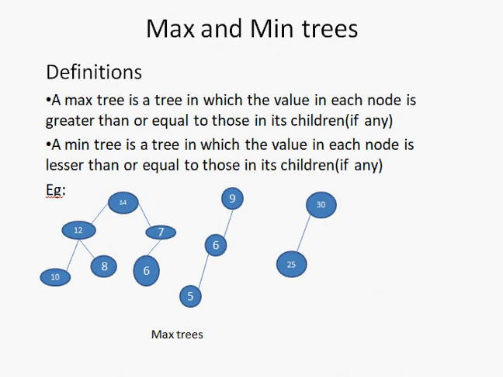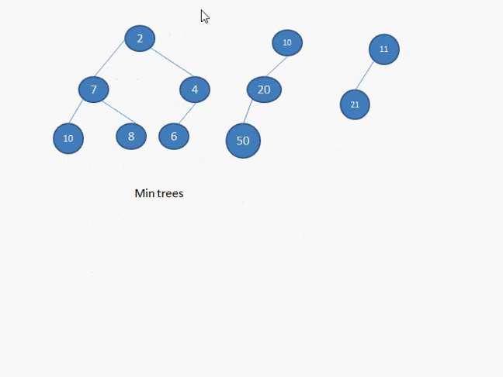The different examples of min trees are thus: 2 is less than 7 and 7 is less than 10. Similarly, 7 is less than 8. Similarly, 4 is less than 6. So every node, when you compare it with its children, has a value lower than that of its children. The same situation follows here: 10 is less than 20, 20 is less than 50, 11 is less than 21. So this is the definition of a min tree.